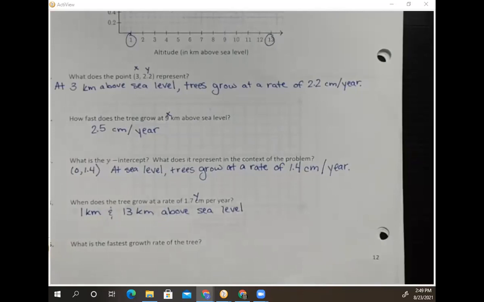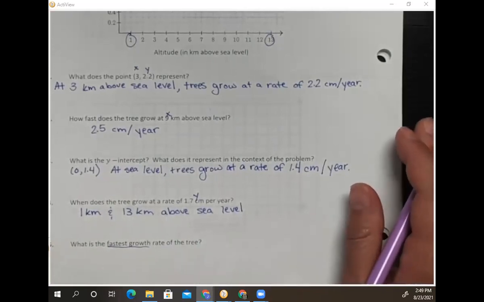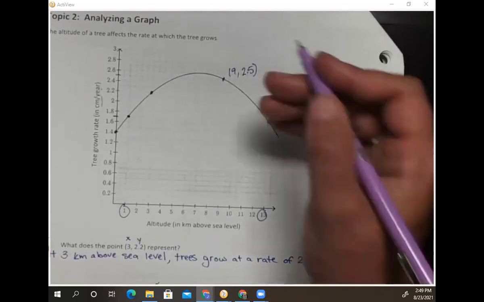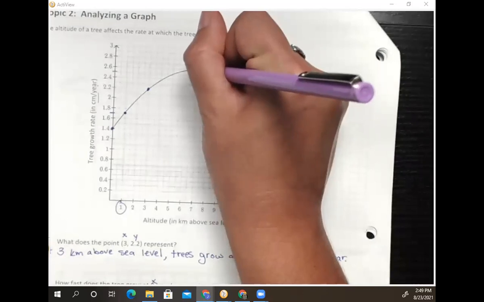My final question here asks me, what's the fastest rate of growth for a tree? What key feature am I going to look for on my graph to identify that fastest growth rate? What was that? The highest point, right? Fastest growth rate means I want the biggest y value I can have. So that's going to be our highest point, our maximum. So our maximum on our graph is right there.